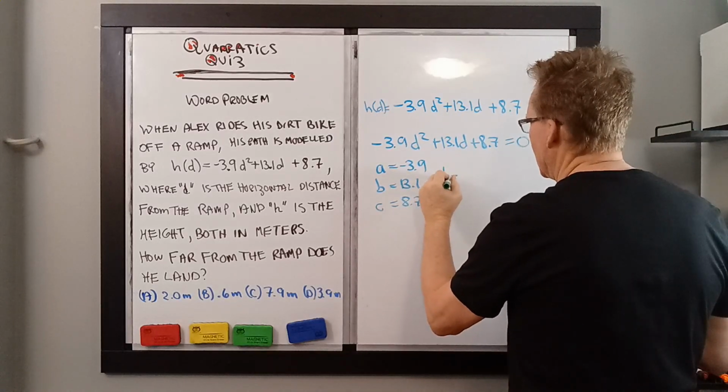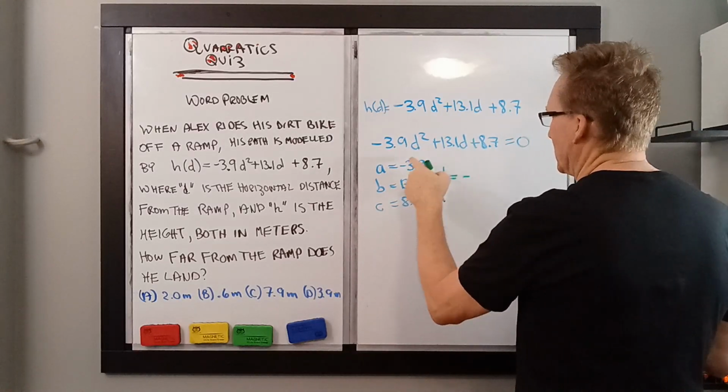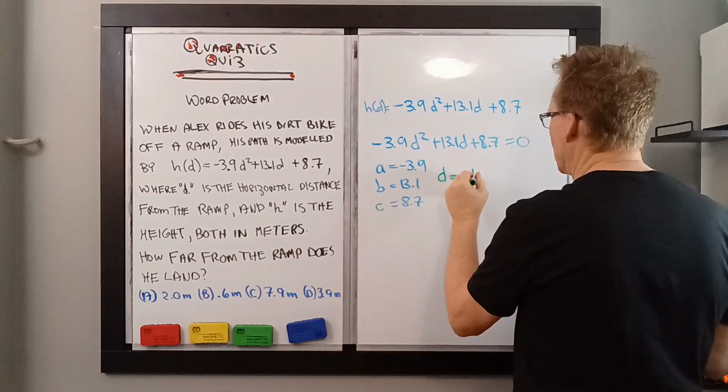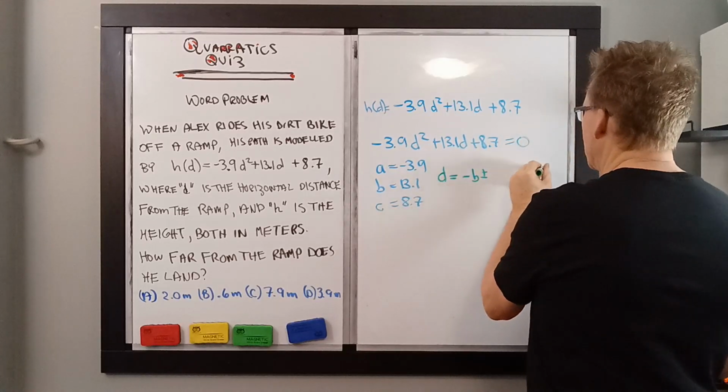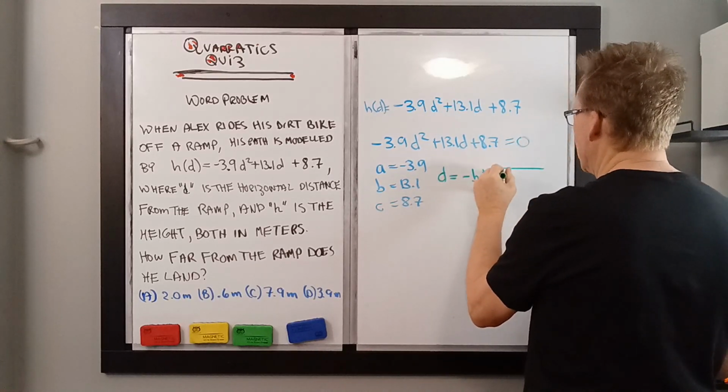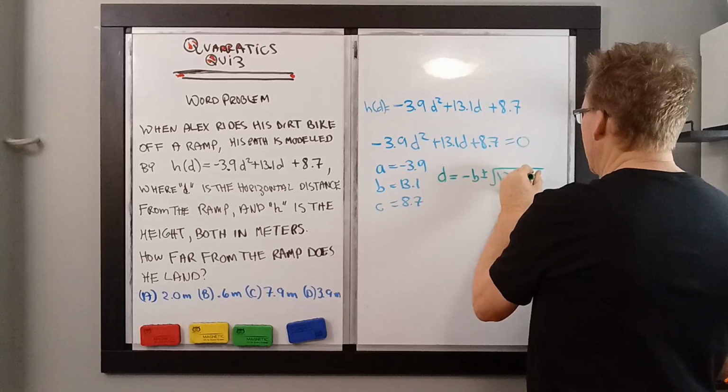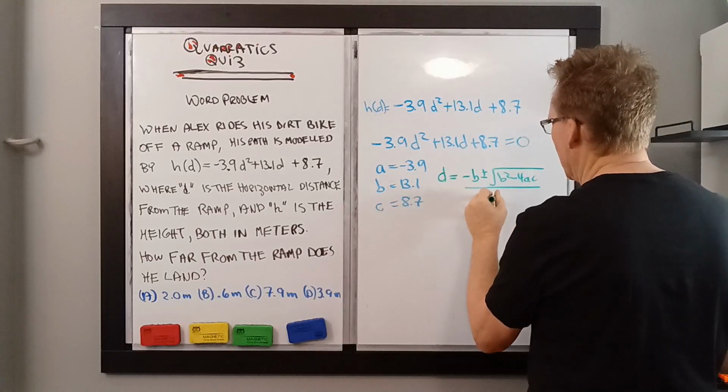So d in this case is equal to negative b. Well, let's just write the whole thing out. Negative b plus or minus the square root of b squared minus 4ac all over 2a.